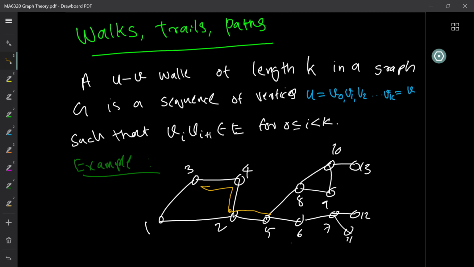Then one can think of other walks. For example, one might say, okay, I go from 1 to 2, 2 to 5, 5 to 8, and stop. Maybe one decides to go from 1 to 3, 3 to 4, 4 to 2, and 2 to 1. Or go from 9 to 10, 10 to 13, 13 back to 10, go to 8, 9, and then back to 10.